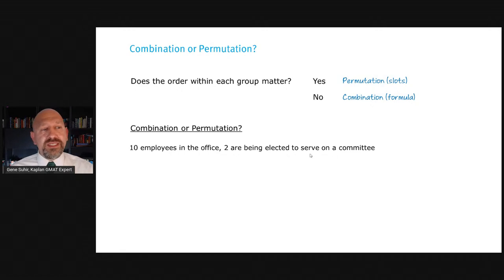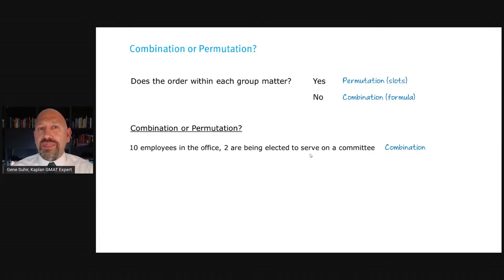For example, let's say that we were holding an election in a certain office and there are 10 employees that are vying to serve on a certain committee, the committee to do something important. And we're going to elect two of those members. Let's decide if that's a combination or permutation by giving names to the committee members. If my committee members are Nazmul and Ashley, as opposed to Ashley and Nazmul, are those different committees or is it the same thing? Ashley and Nazmul, Nazmul and Ashley, it's the same committee. The order in which I said the names didn't matter, so that would be a combination. We'd use the formula with N 10 and K 2.